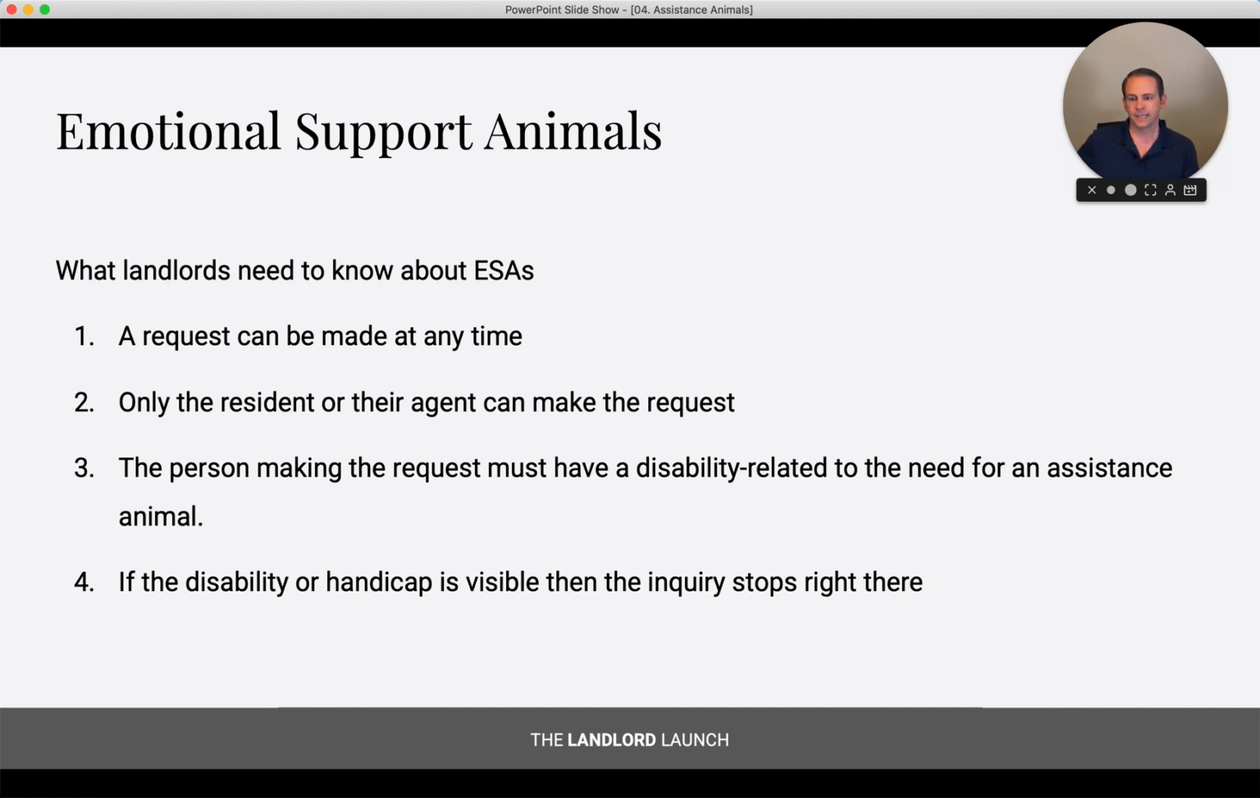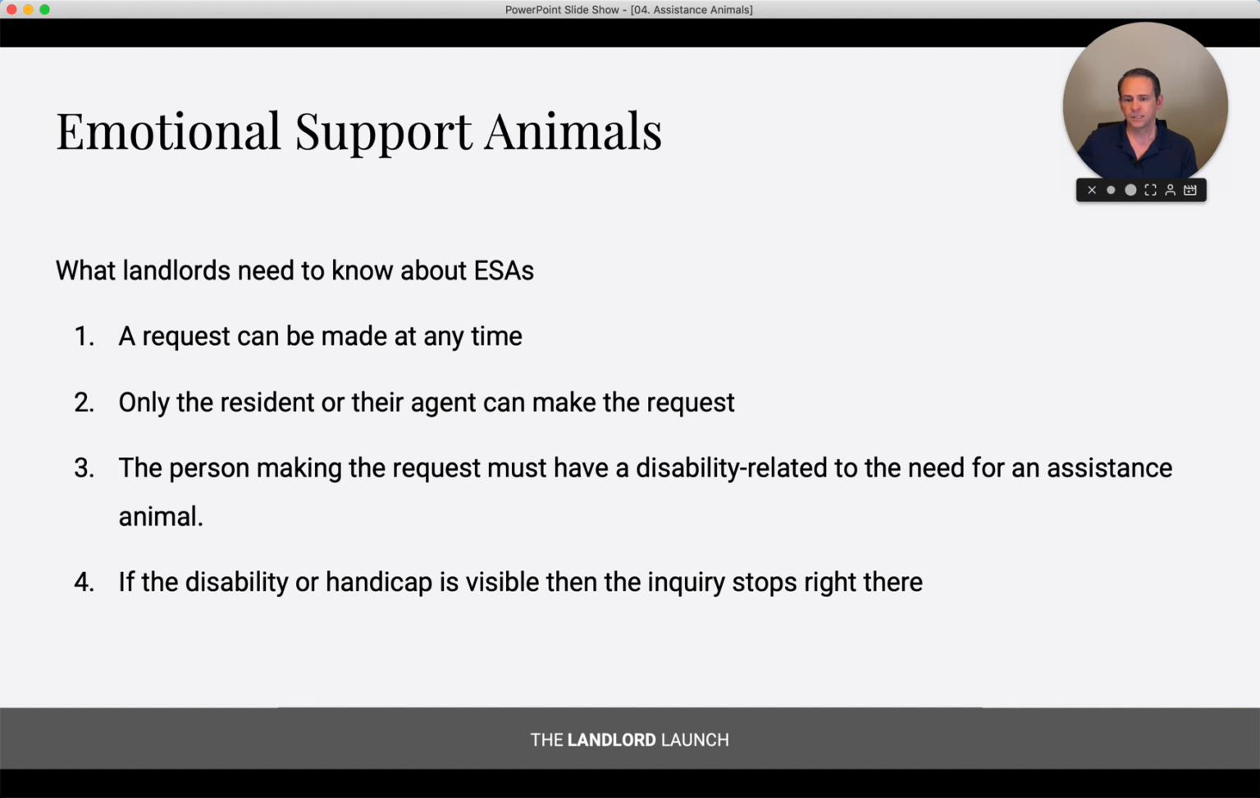Now, the other thing is the person making the request must have a disability related to the need for the assistance. So a person cannot request an emotional support animal to take care of at their home because their mother has anxiety and she wants that animal to be around whenever her mother comes to visit. It's not the way it works. The person making the request has to have the disability related need for that assistance animal.